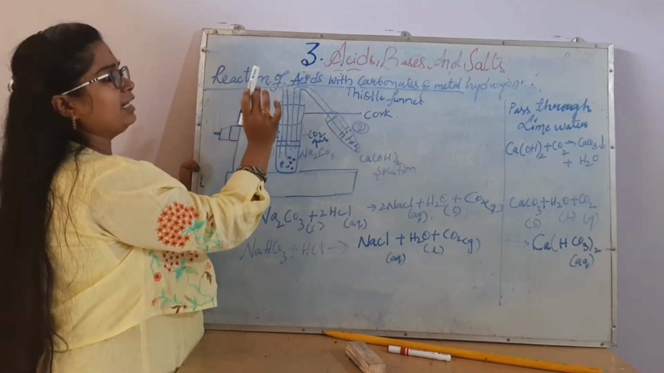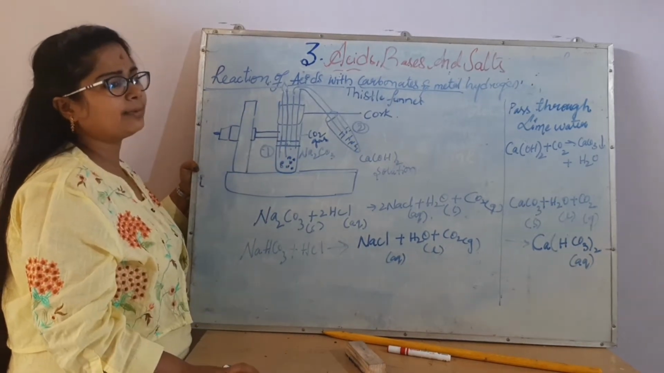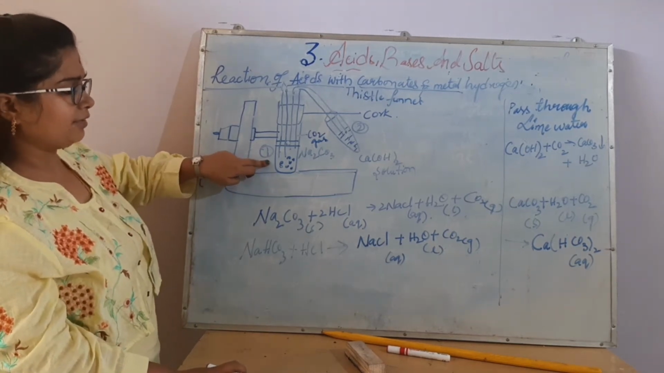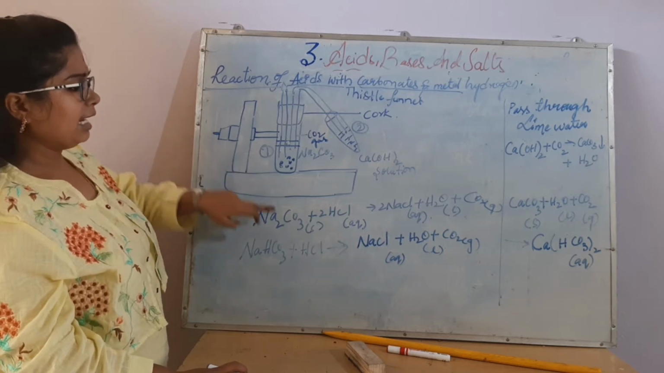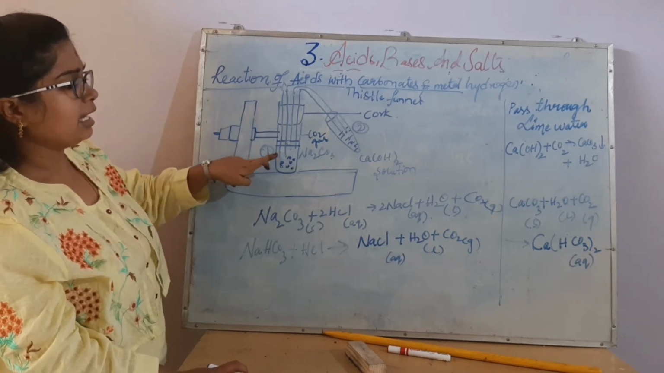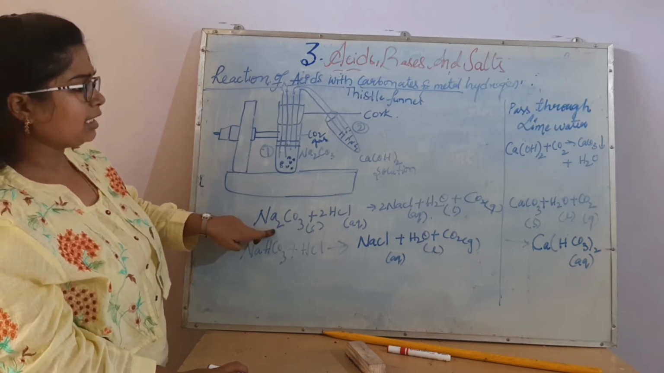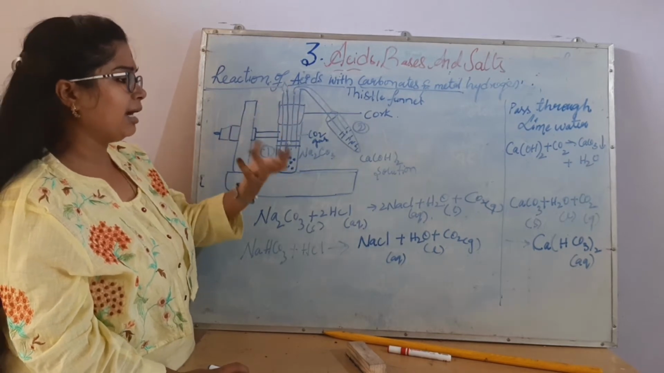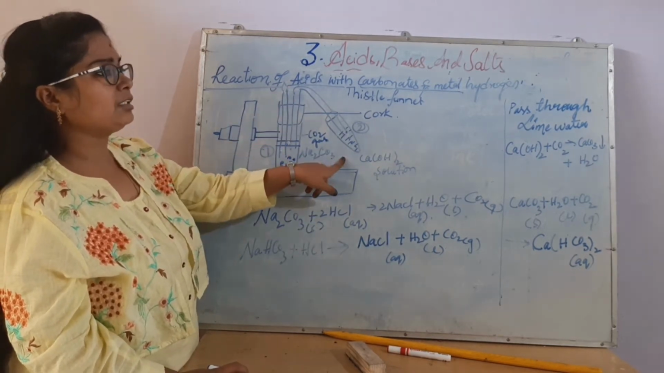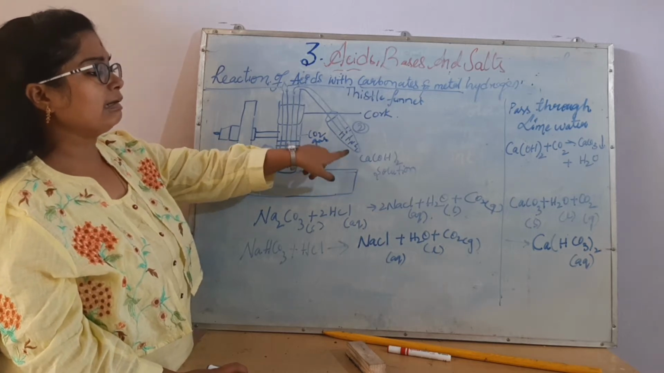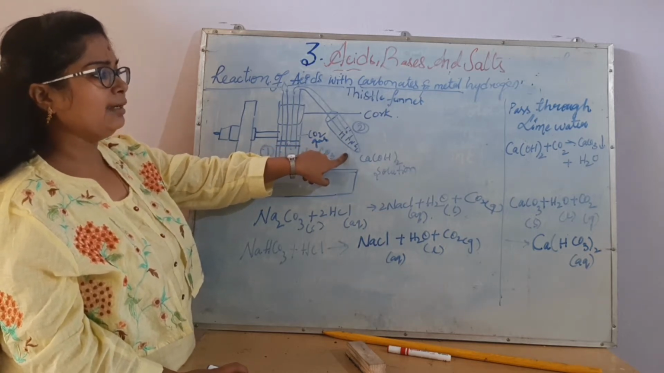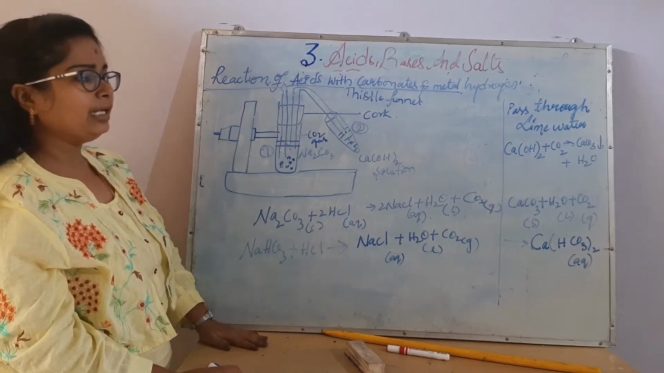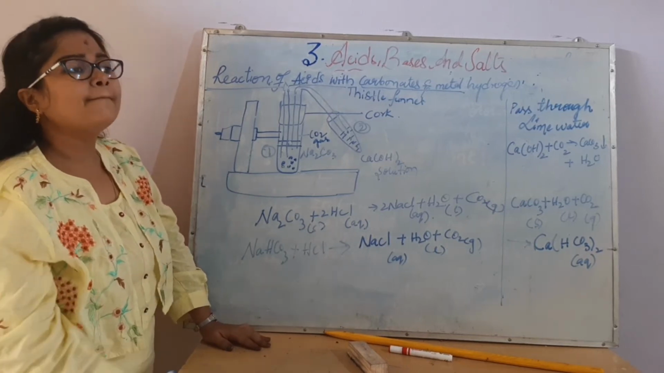Why is this thistle funnel used? In the laboratories they use it to add liquid. First you have taken Na2CO3 plus HCl. You have added acid to the carbonate. When some gas is liberated and that gas is passed through Ca(OH)2, it turns milky white, which indicates that it is carbon dioxide. So when carbon dioxide is passed through lime water, it turns milky white.